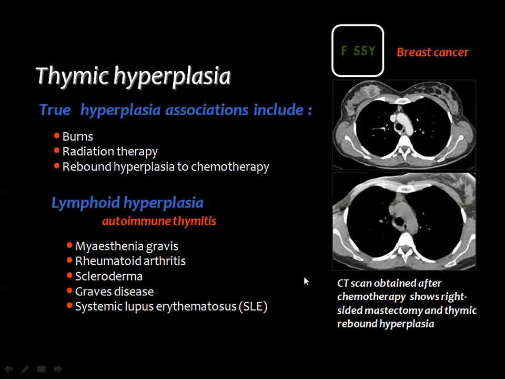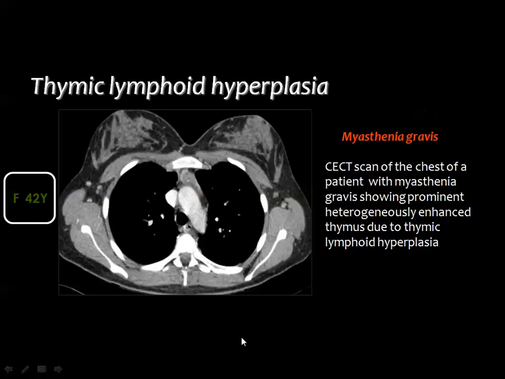Lymphoid hyperplasia, or what is known as autoimmune thymitis, may be seen in cases of myasthenia gravis, rheumatoid arthritis, scleroderma, Graves' disease, and systemic lupus. This patient with breast cancer treated by chemotherapy shows some rebound hyperplasia of the thymic gland, and this is not a lymph node, and this is not a metastatic deposit. This is just hyperplasia of the thymus in relation to chemotherapy.